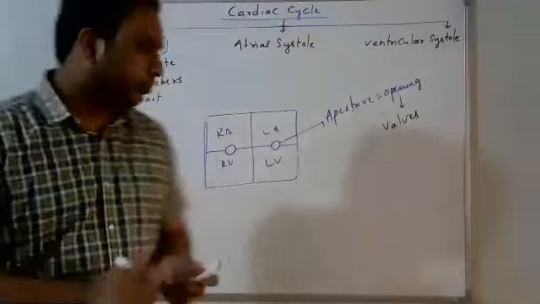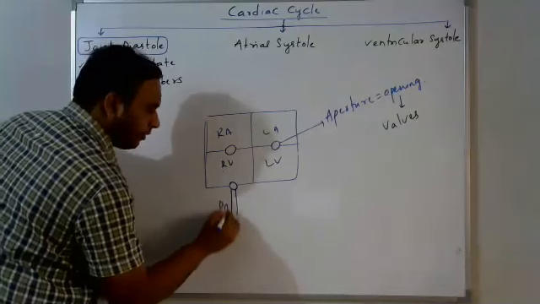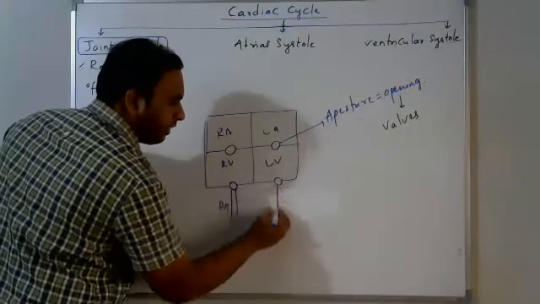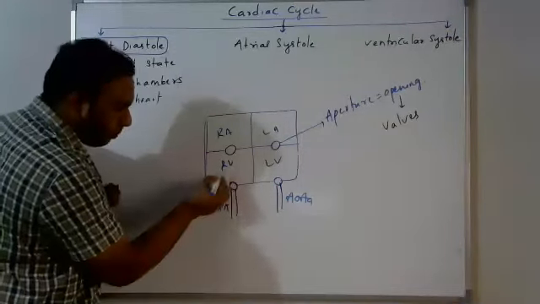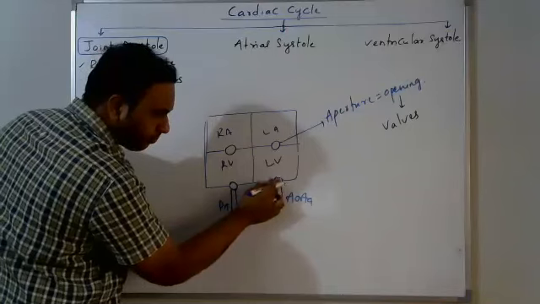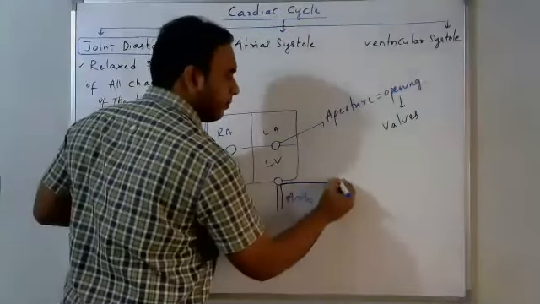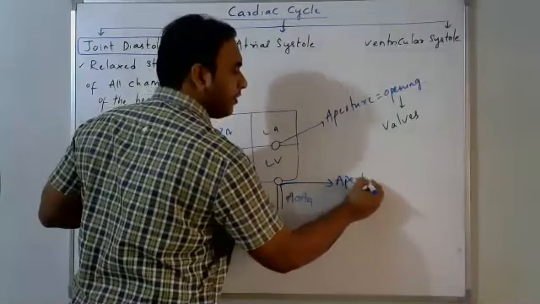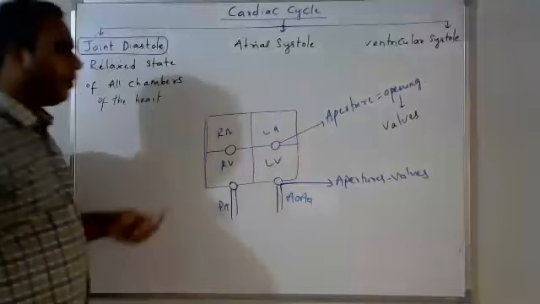Even here also, from the right ventricle to the pulmonary artery and from the left ventricle to the aorta, there is an aperture. So here also valves are present. The apertures are provided with valves.